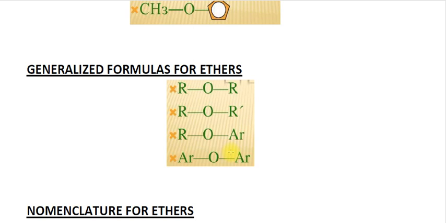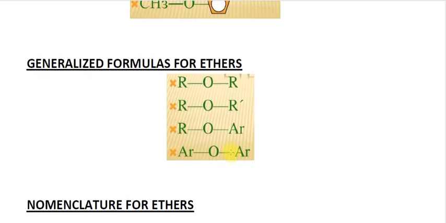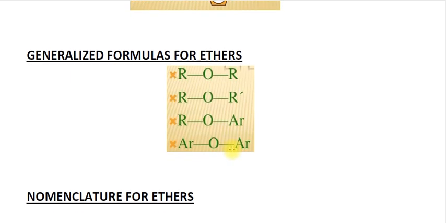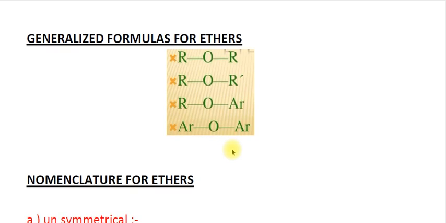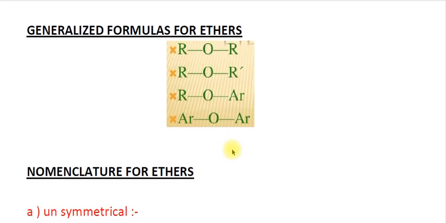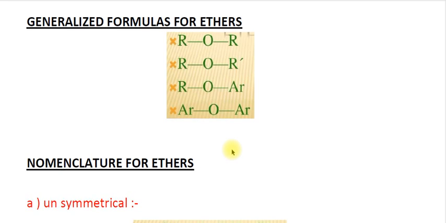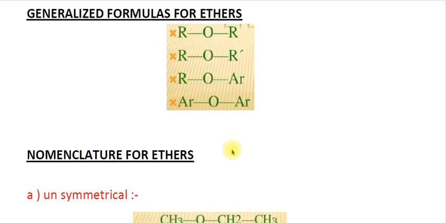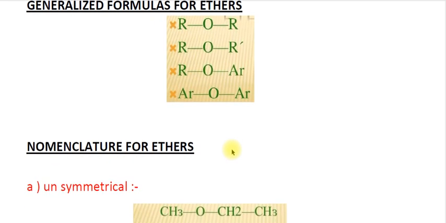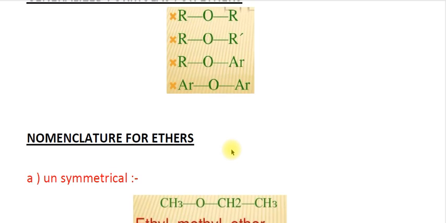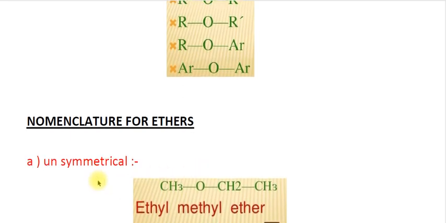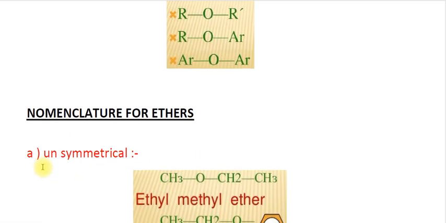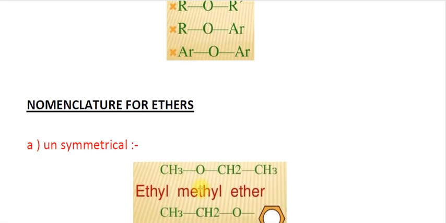Next we can see how the nomenclature of ethers is given. Ethers are of two types. That means they may be symmetrical ethers or unsymmetrical ethers. Symmetrical means both the groups on either side of the oxygen are the same, and unsymmetrical means the oxygen is connected with two different types of groups. That is called unsymmetrical. First of all, we can see how an unsymmetrical ether is named.